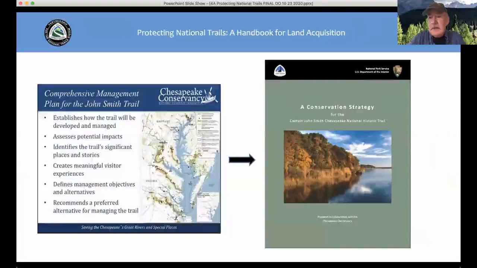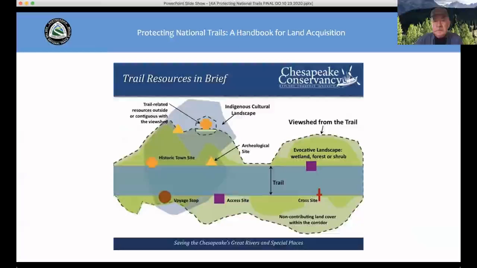Another example of identifying where significant resources are located is on the Captain John Smith Chesapeake National Historic Trail, starting with the comprehensive plan, and then moving to a comprehensive land protection strategy for the Captain John Smith Chesapeake National Historic Trail. That strategy really, I think, is perhaps the best strategy I've seen for identifying resources along a National Historic Trail and identifying which resources might need to be protected.